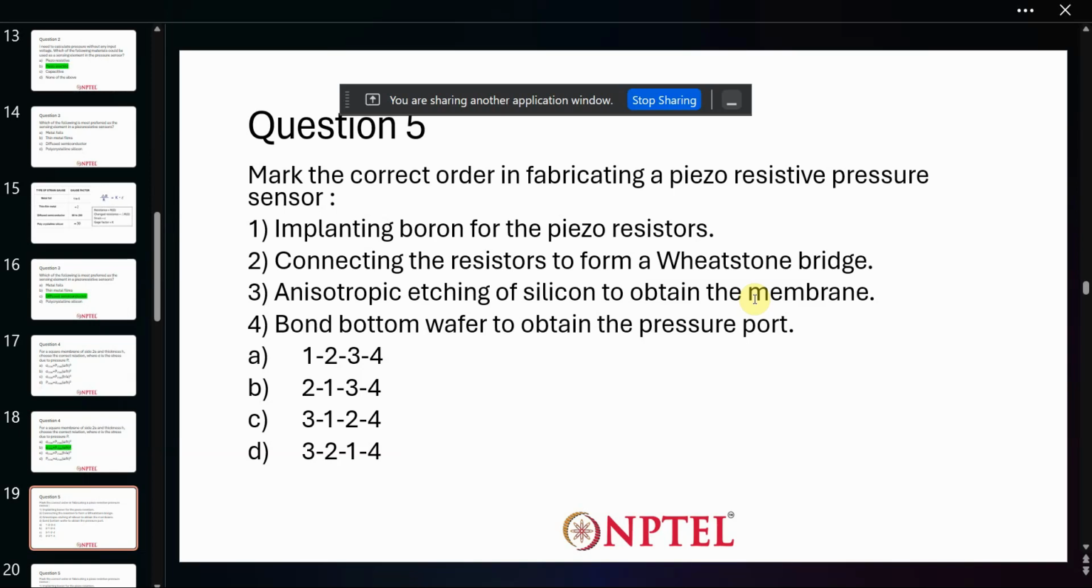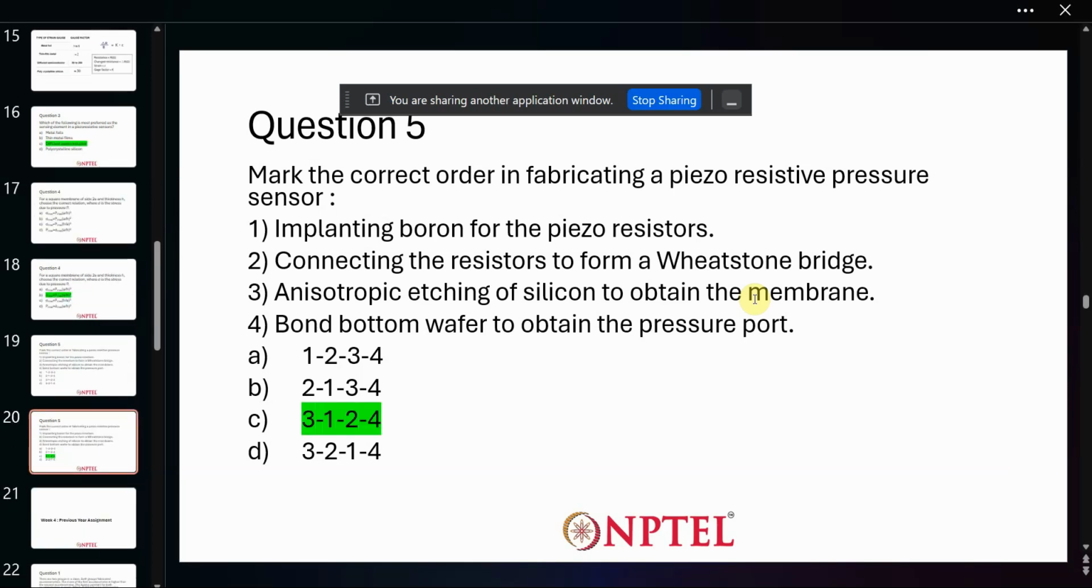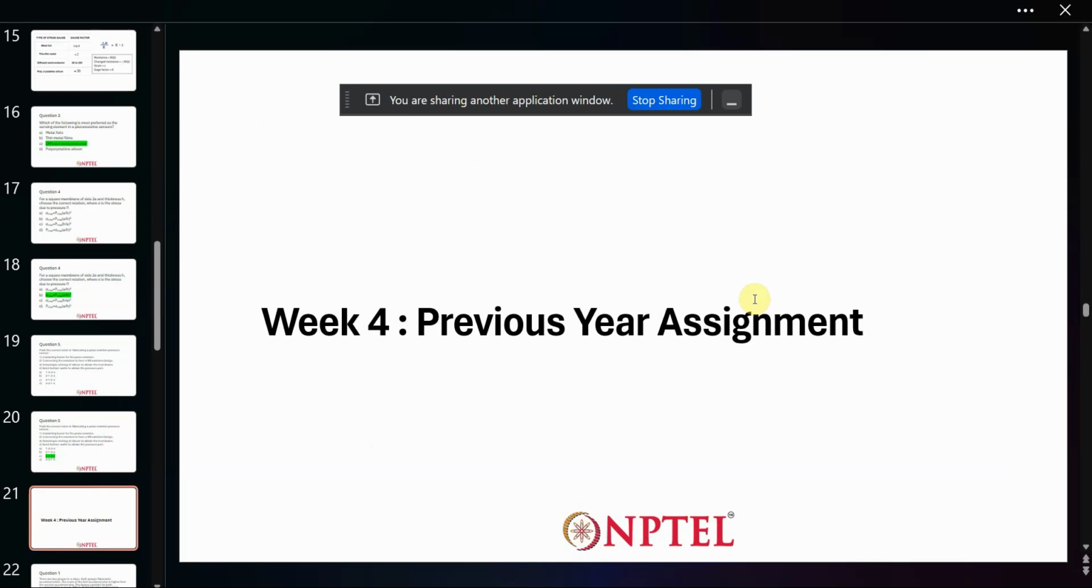So you will get the sensing element. Then the third step will be connecting the sensing element in the circuit, so that you can get the base pressure reading, the base deformation per se. In the undeformed situation itself, you will connect to the bridge, and then you will do the final bonding so that you can actually get the pressure port. So the answer is 3124.